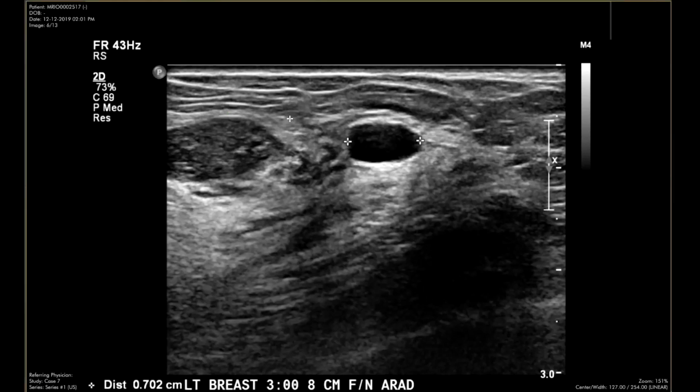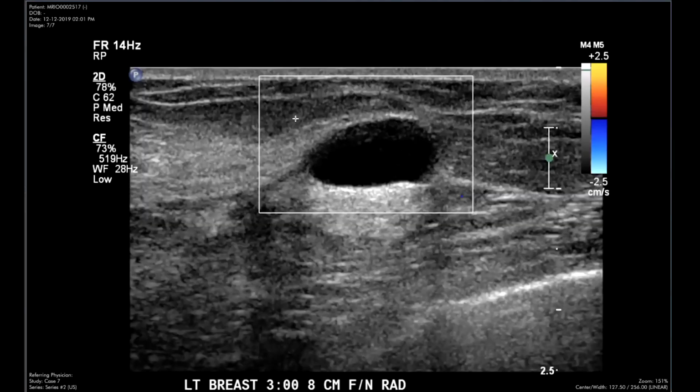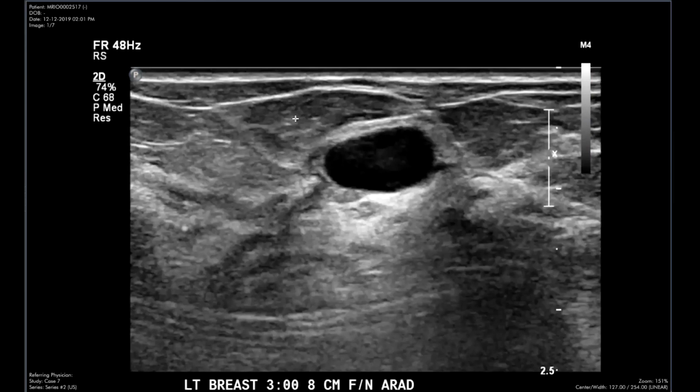This patient came back for follow-up, and even though this finding got bigger, it still meets that complicated cyst description. We're seeing through transmission, it has a circumscribed wall. It's okay for them to change in size. Cysts tend to be hormonally sensitive. So this has changed in size, but it's still a BI-RADS 3 and should be continued to be followed.